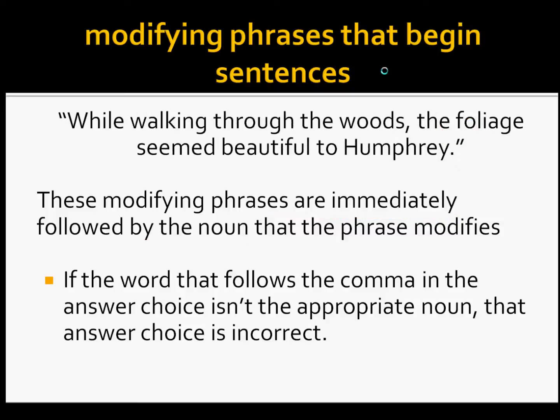Again, let's take a look. I'll show you. While walking through the woods, the foliage seemed beautiful to Humphrey. Well, Humphrey is the subject of that sentence. What it should say is, while walking through the woods, Humphrey thought the foliage was beautiful. Something like that. Then you don't have an issue. But because the subject of the sentence doesn't immediately follow, you have a mistake here. You have an issue. And that simply means that you've got a problem. You've got a sentence you need to improve.